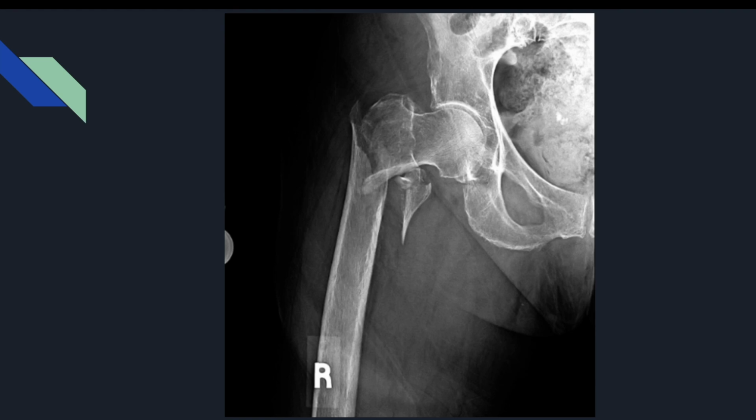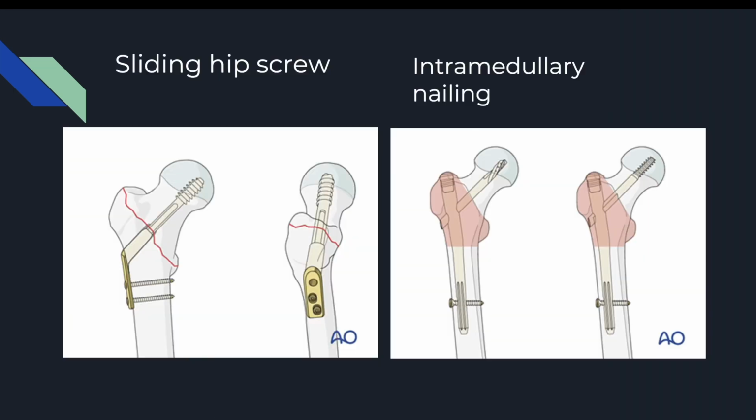So Bill, what would you want to do to fix it? I don't know. So really, let's go back to the options here. Would you want to use a sliding hip screw on that, which is the left image? Probably not. Oh, yep, 100% not. Your construct would fail.